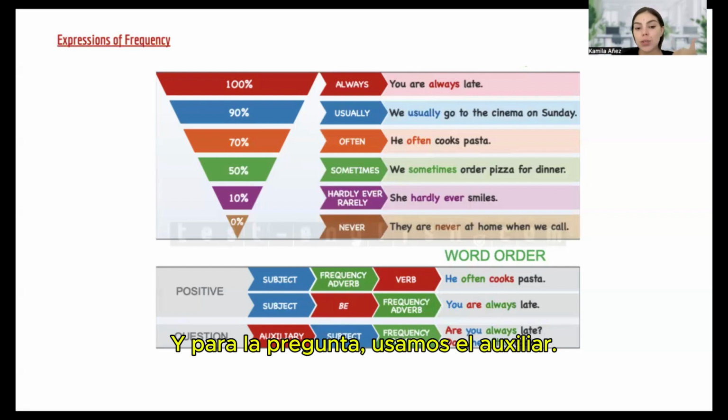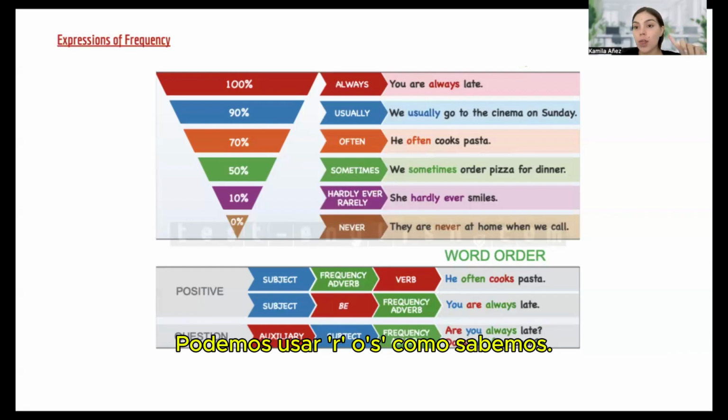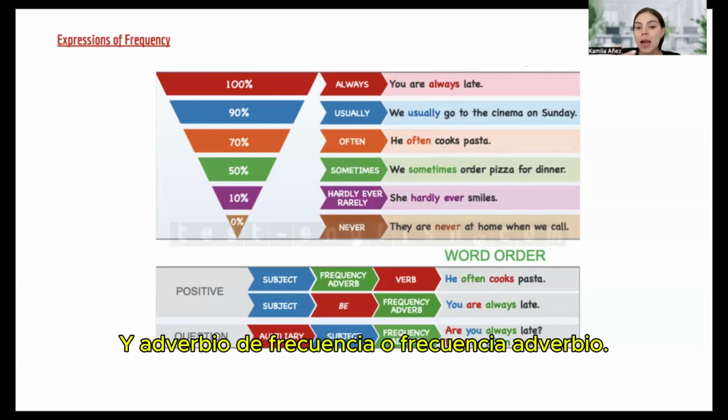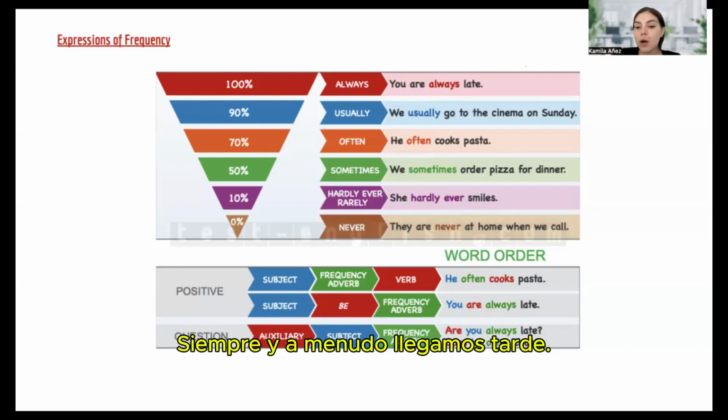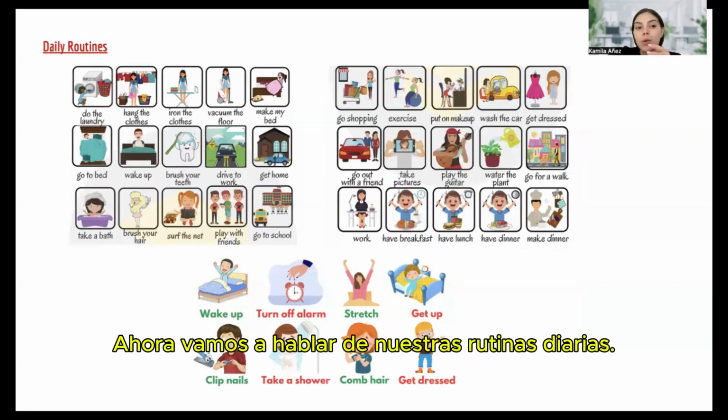And for questions, we use the auxiliary. It can be for present simple or present continuous. We can use are or does, as we know. Then we use the subject. Here we have the subject as you and he, and the frequency adverb, we have always and often. Late and cook are our complement. So the question will be, are you always late? Or does he often cook? All right, awesome. We are going to talk now about our daily routines.